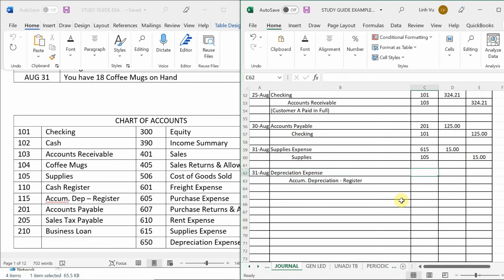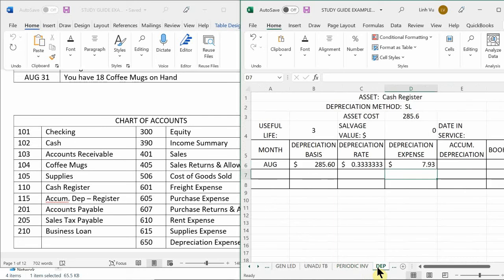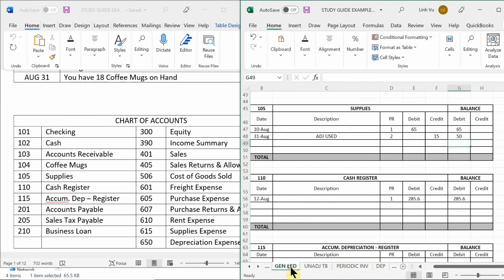So depreciation expense is account number 650. Accumulated is 115 for $7.93. Let's see. $7.93, yes.